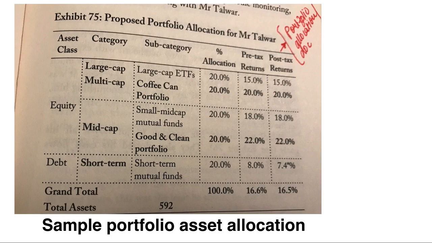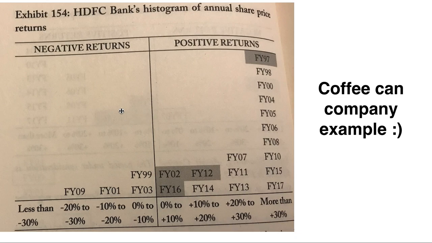Once you talk to your financial advisor, it'll be 20% of large cap and coffee can portfolio, good and clean portfolio, which is another tactic that's used and described in the book. Short-term debt. This is the output that your financial planner will help you with. And the key learning is some of these coffee can companies, like in this case HDFC, the histogram of positive returns far outweighs the negative returns, which is what, if you add many of such companies, then you are in a pretty good advantage of making long-term money with low risks.